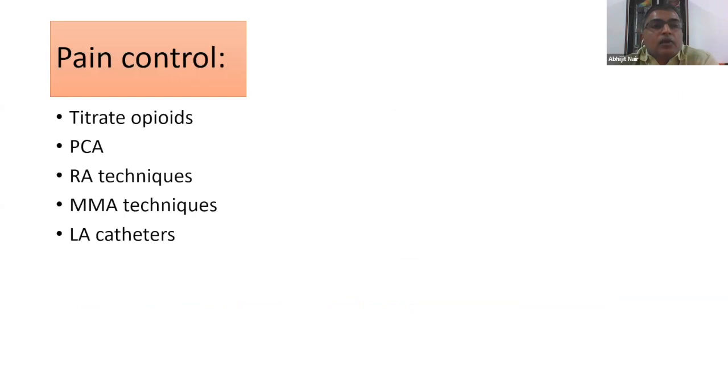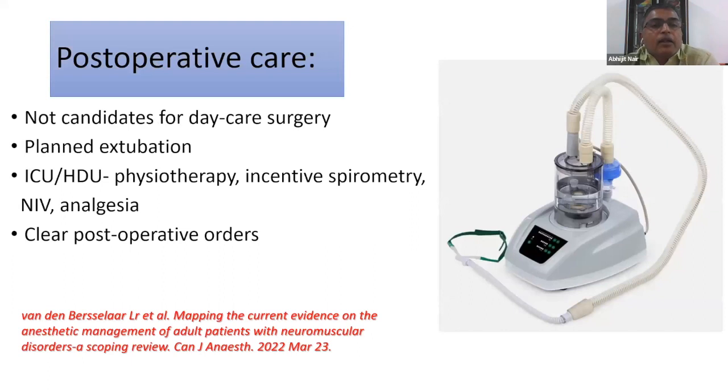Analgesia is very important. In such patients, we are so obsessed with neuromuscular monitoring and other things that we sometimes lose attention towards pain control. Use titrated short-acting opioids, postoperative patient-controlled analgesia, and regional anesthesia techniques, central neuroaxial and peripheral nerve blocks. They can be judiciously used wherever indicated and wherever possible. Let me make one more point over here. These patients are not suitable for daycare surgery.